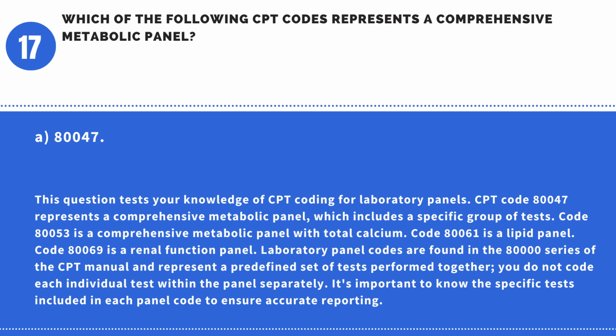Code 80053 is a comprehensive metabolic panel with total calcium. Code 80061 is a lipid panel. Code 80069 is a renal function panel. Laboratory panel codes are found in the 80000 series of the CPT manual and represent a predefined set of tests performed together. You do not code each individual test within the panel separately. It's important to know the specific tests included in each panel code to ensure accurate reporting.